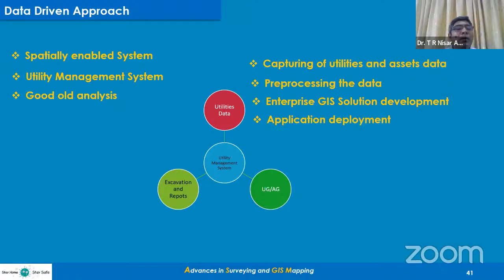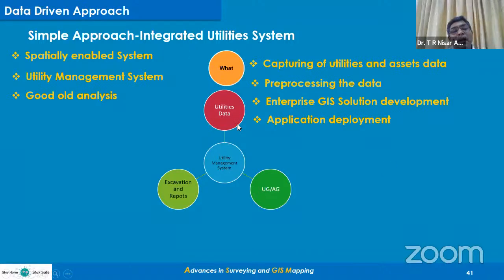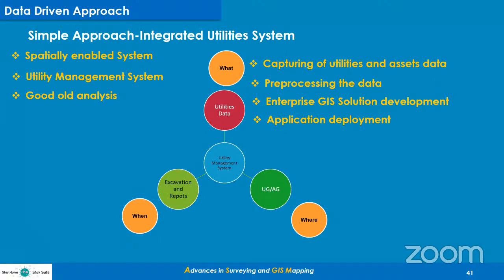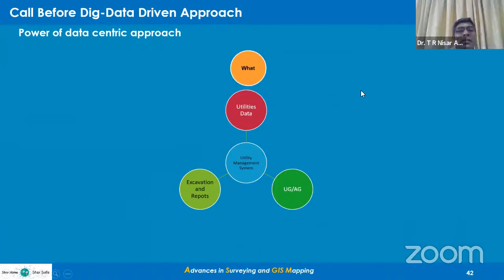And this is another application we did to showcase data-driven technology. Here, what you have seen is the utility management system, showing the underground utilities, above ground utilities, and also the excavation reports. It shows what kind of utilities data is available, where the underground data is available, where the above ground data is available. The excavation reports represent the state of the art of road development, showing when the excavation has taken place, concrete payments. And this is the power of GIS.